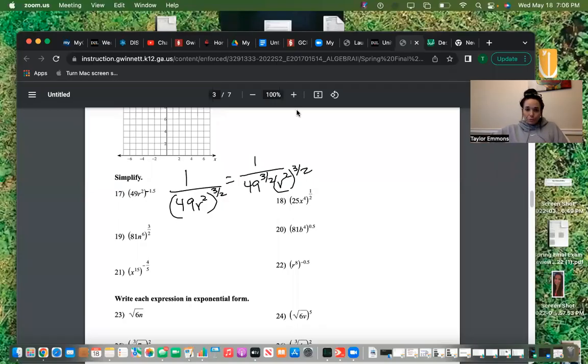Okay, so when we multiply that r squared and that 3/2, then that's going to give me r to the 3rd power. And if we take 49 and raise it to the 3/2, if we just plug that into our calculator, we're going to get 343. So our final answer is going to look like this.